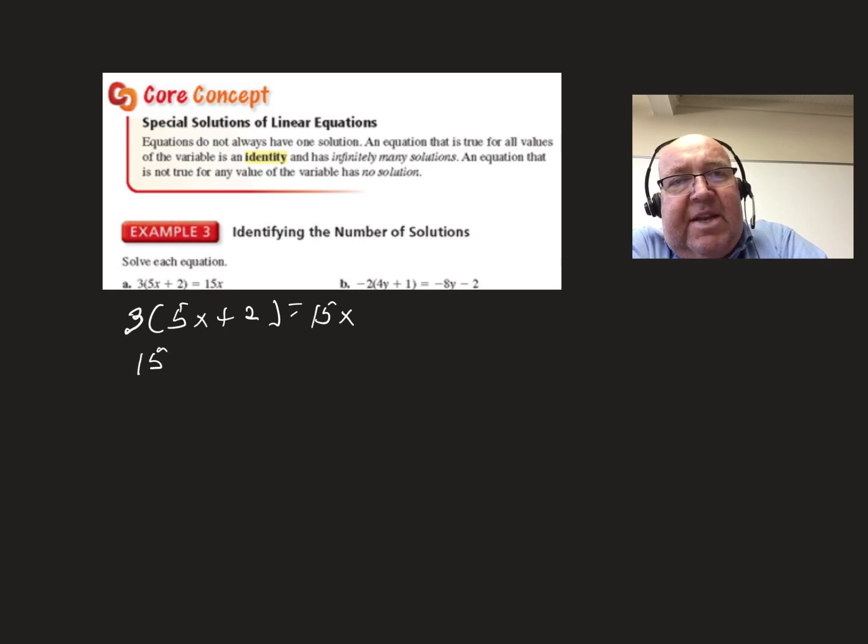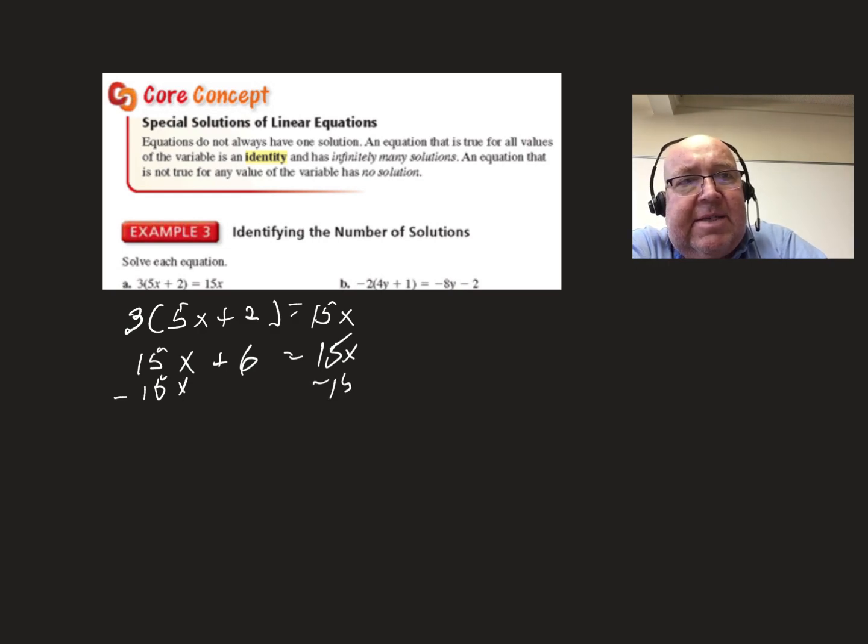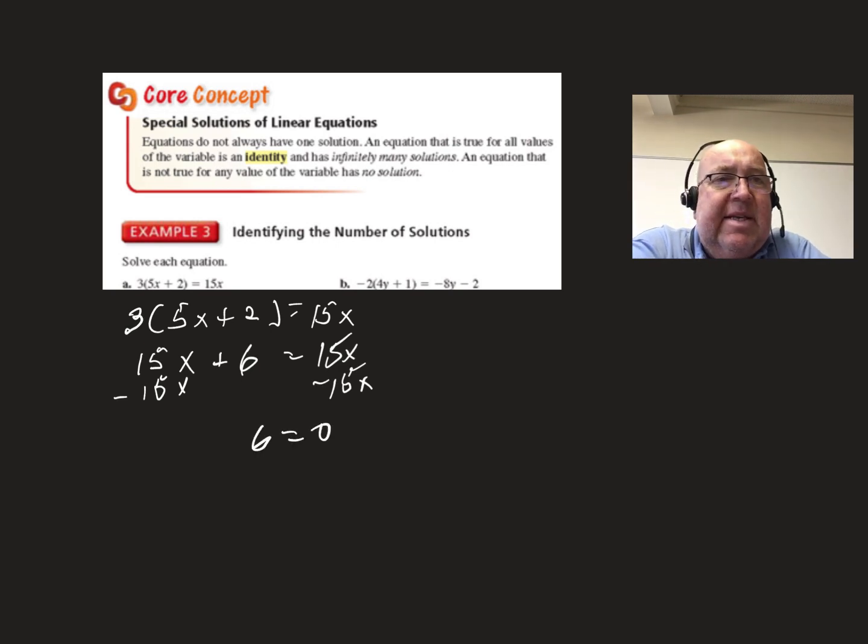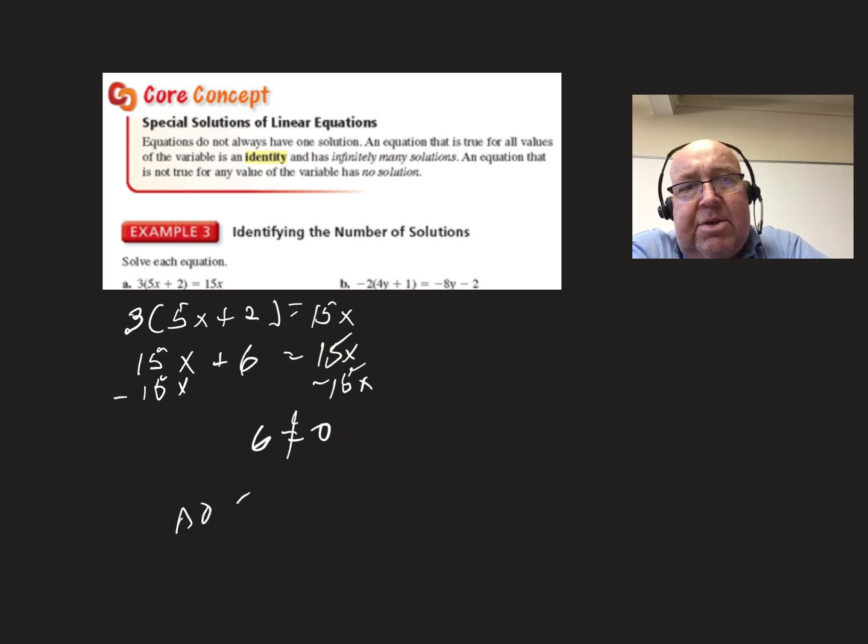So I have 15x plus 6 is equal to 15x. So I'm going to take my 15x from this side over here because I have the constant already there. And now I get 6 equals 0. Well, 6 does not equal 0. So in that case, there's no solution.